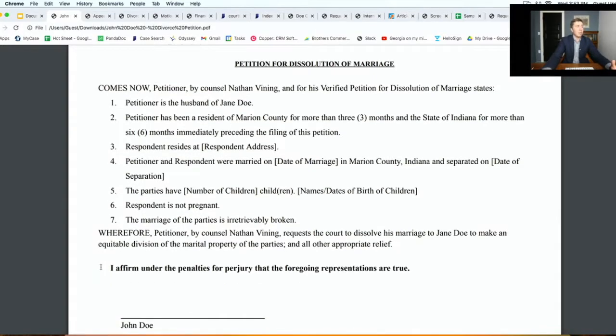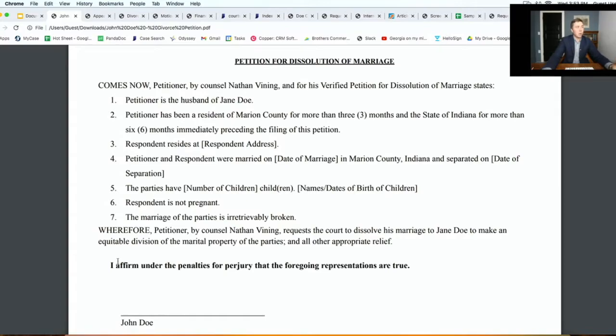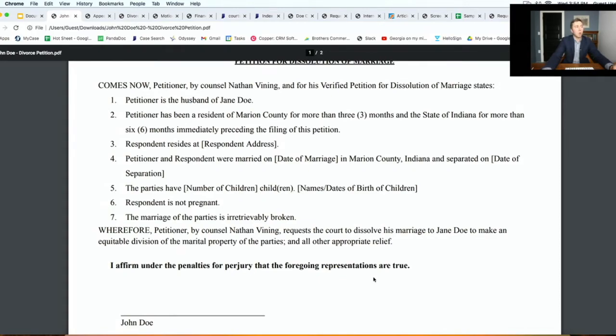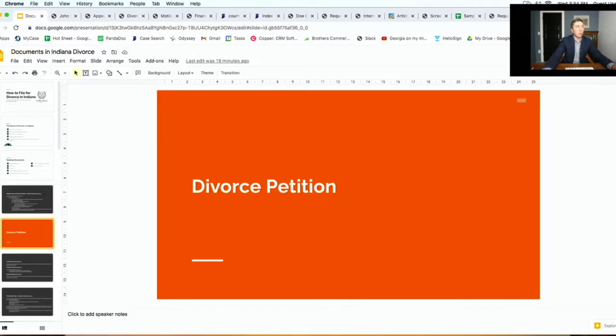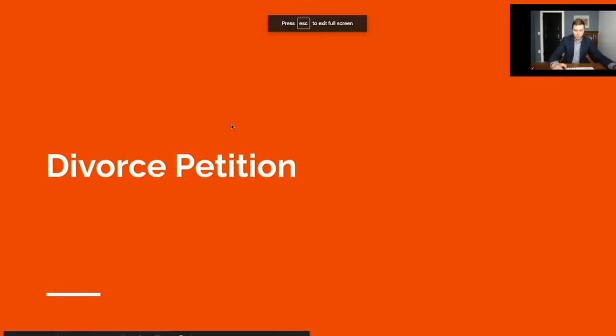It's also important to note that it's verified, which means that you would affirm under the penalties of perjury that these representations are true, and what you're doing is stating to the court that you have a case for a dissolution of marriage, you're meeting the jurisdictional requirements, and you're requesting that the court dissolve the marriage. So that is a sample divorce petition for an Indiana case.